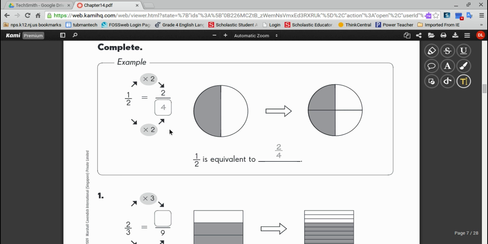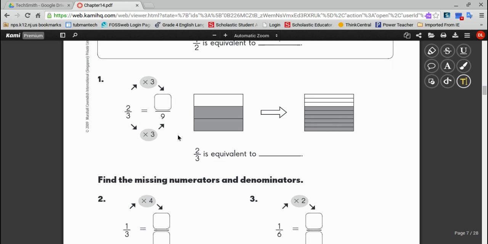And one quick way of doing that, again, is to multiply the numerator and the denominator by the same exact number. So let's look at number 1. They give us the multiplication that they want you to do. So 2 times 3, well, we know 2 times 3 equals 6. And 3 times 3 equals 9, so we know that 2/3 and 6/9 are equivalent. So 2/3 is equivalent to 6/9.